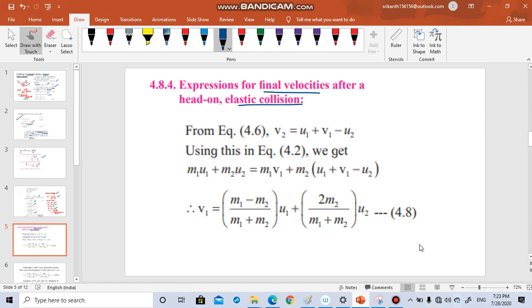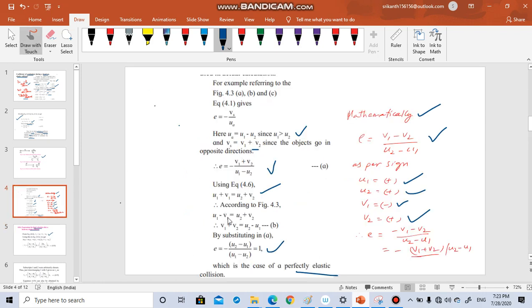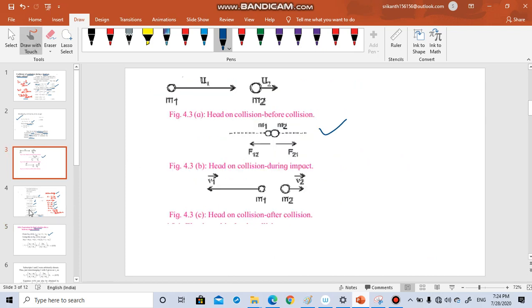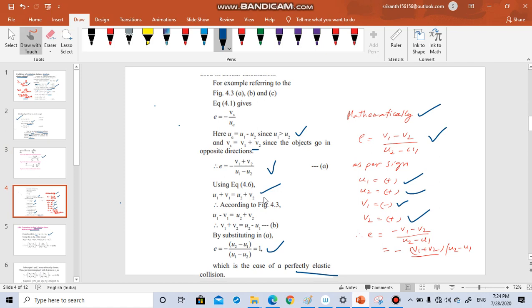So here, this equation we have derived now: v2 is equal to u1 plus v1 minus u2. It has come from this equation. If you arrange this, u2 is equal to u1 minus v1. You take v2 on the left hand side, you get this expression. So we want to find out v2, the final velocity of 2. You just go to this equation.